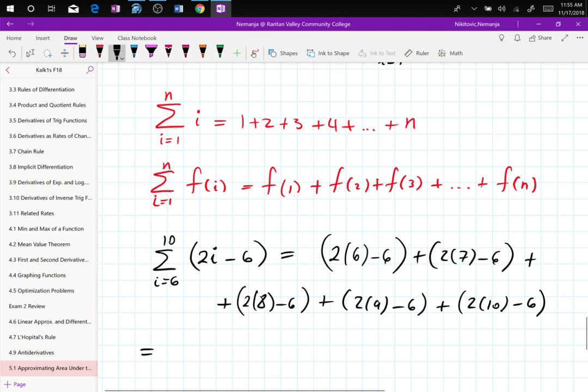Equal to 12 minus 6 is 6, plus 14 minus 6 is 8, plus 16 minus 6 is 10, plus, and then you can add, 20, 40, 50 as the answer.